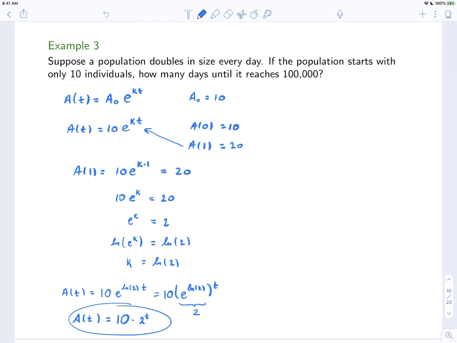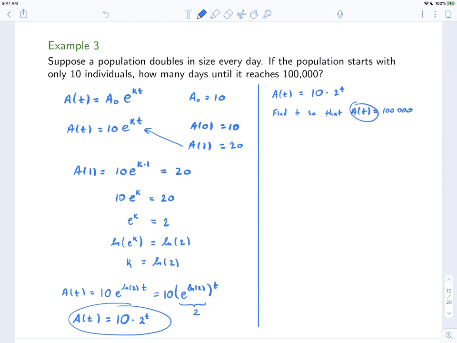Now that we have a formula for the size of the population after t days, we can answer the question that we're actually asked here. We're asked how many days until the population size reaches 100,000. So let me just draw a line here to separate the left and right sides of this page. And we have a formula for the size of the population after t days. So that's 10 times 2 to the t. And what we want is to find the value of t so that A evaluated at t is equal to 100,000.